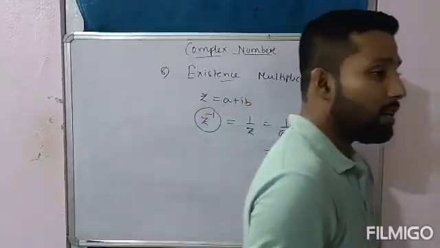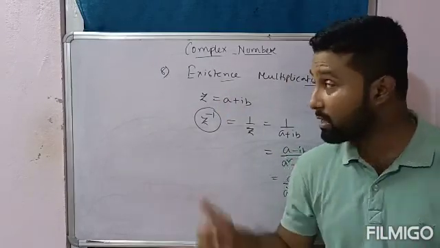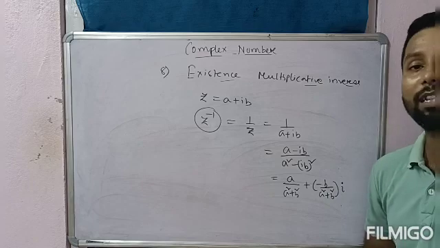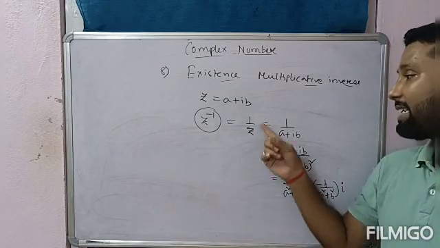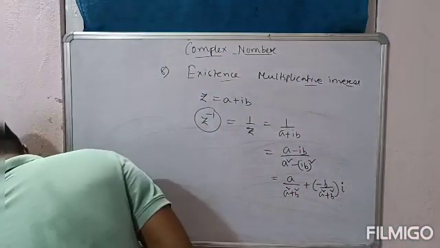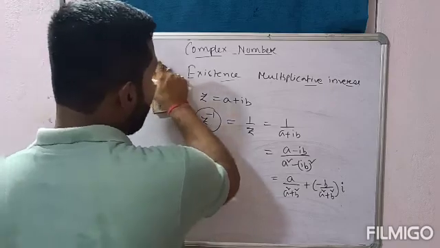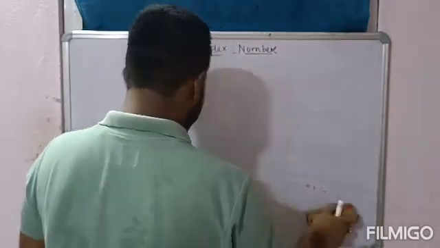Generally 1 mark questions come from this property, the existence of multiplicative inverse. The formula is z to the power minus 1, or you can write it as 1 by z also. So this is all about property number 8. There are other properties as well, but mainly these properties are used more.